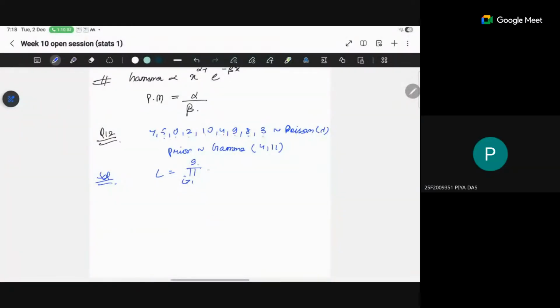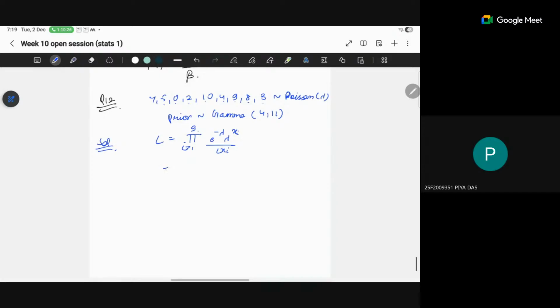And what is the distribution of Poisson? e raised to the power minus lambda, lambda raised to the power x upon factorial x, correct? So I will be doing the product. This will be e raised to the power minus 9 lambda, lambda raised to the power summation of all the samples, divided by the product of all the factorials of xi. This step is clear? Yes, ma'am.